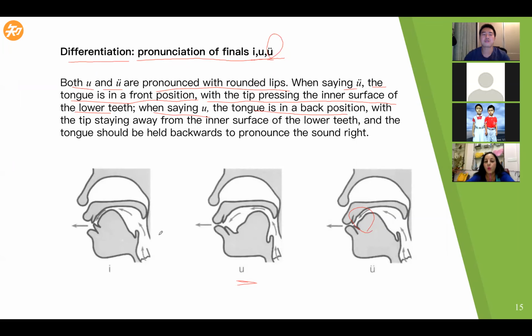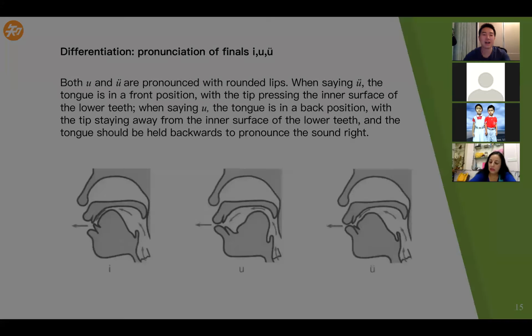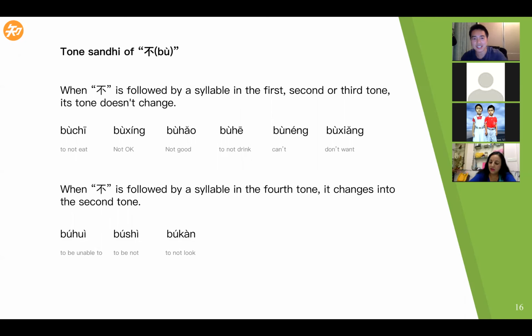Now, try to read after me. Wu. Okay, the next one. Yes, that's correct. Okay, now let's take a look at this. There are no examples, but there are many examples here too. Let's try to read these.